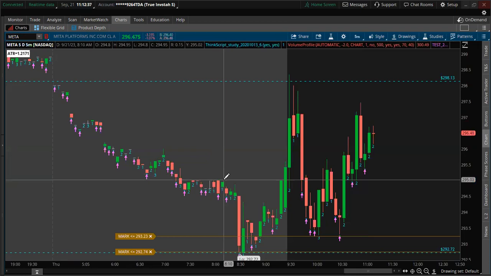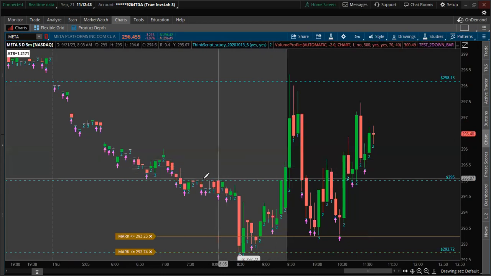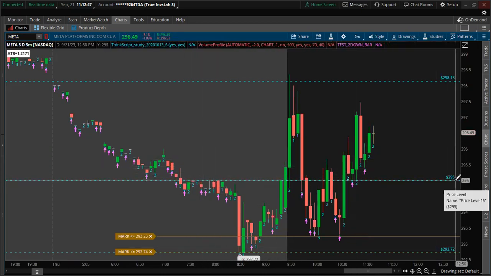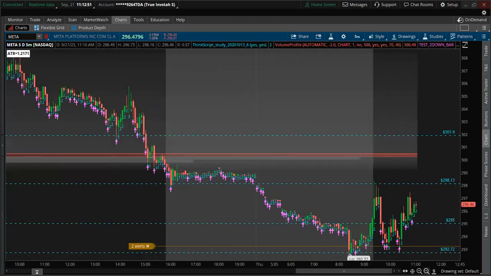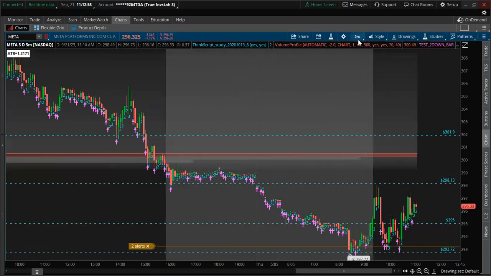Here's some structure on the 5 though. So you could have used this structure on the 5. This is a little bit more advanced. You could use this structure on the 5 to get in above $295. You see how that popped up. I probably would have been looking at that though. See the structure on the 5. I love chop. I love sideways action. That tells me a lot.